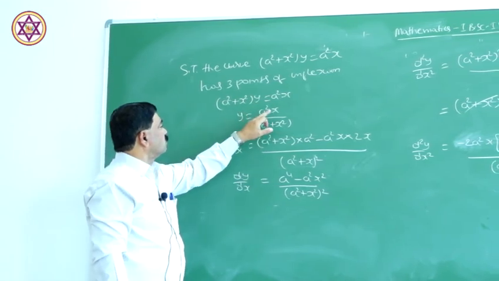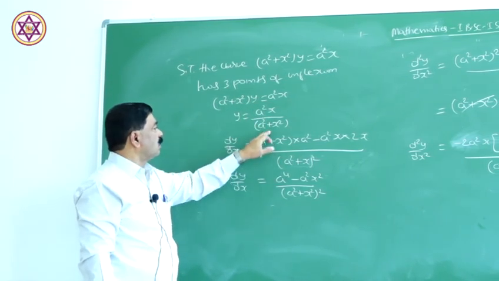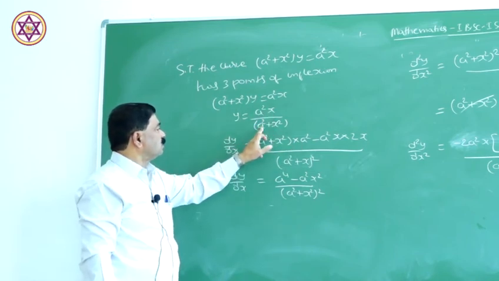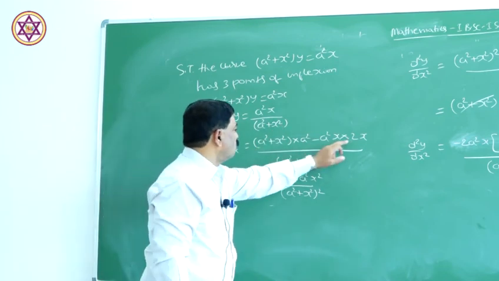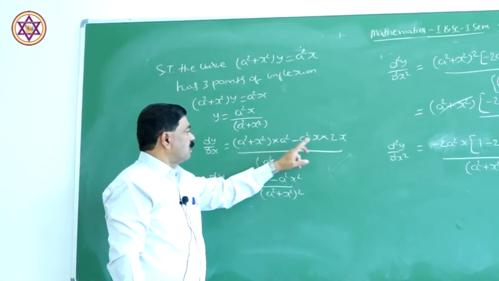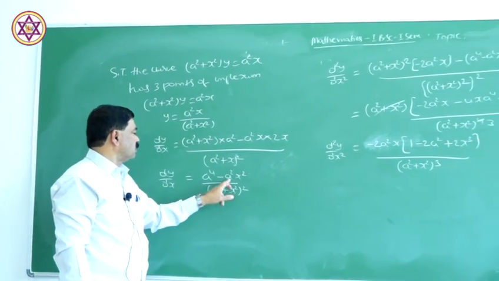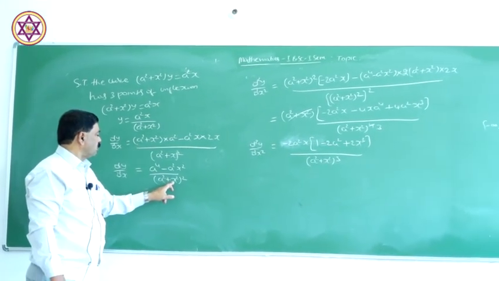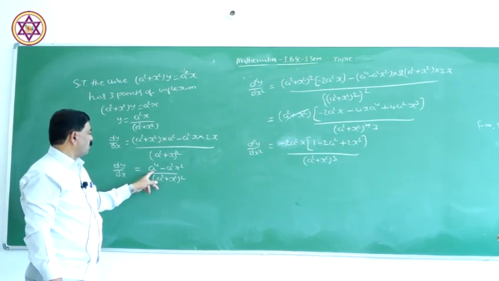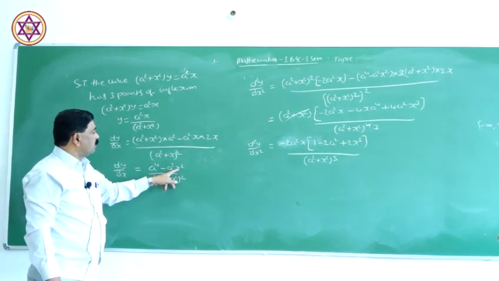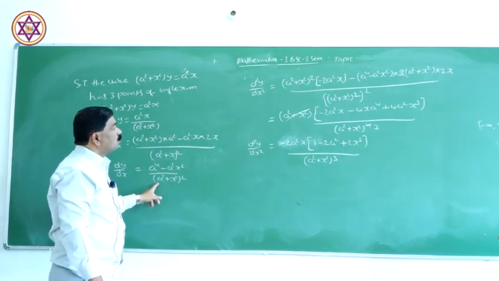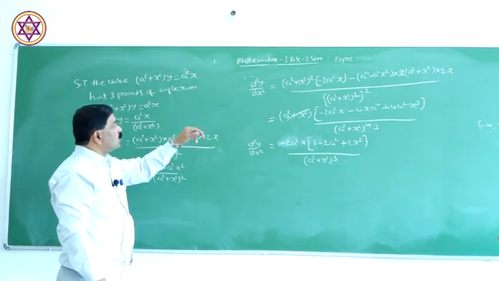Once again, let me explain this one. y is equal to a²x divided by (a² + x²). Denominator into derivative of numerator: a² into 1, a² itself, minus a²x into 2x. So a²x into 2x. So a² into a², a⁴, here a²x² minus 2a²x², which means minus a²x², divided by (a² + x²) whole square. Apply the quotient rule, denominator into derivative of numerator 0. So 2a²x. Next, numerator into derivative of denominator: 2(a² + x²) into 2x.